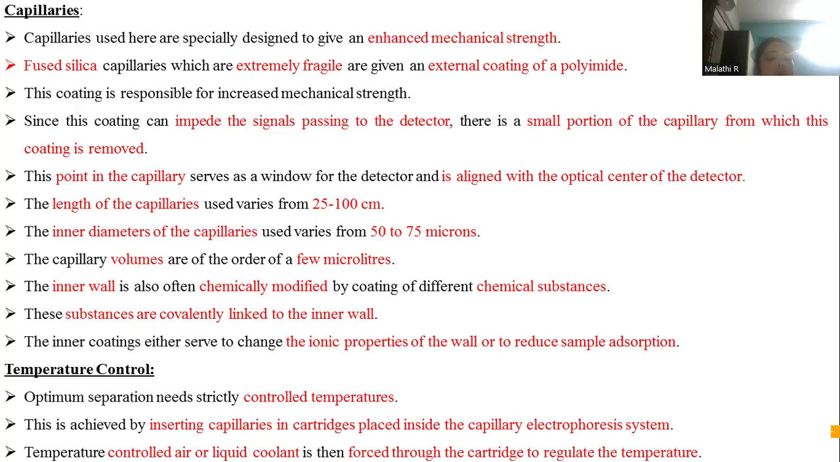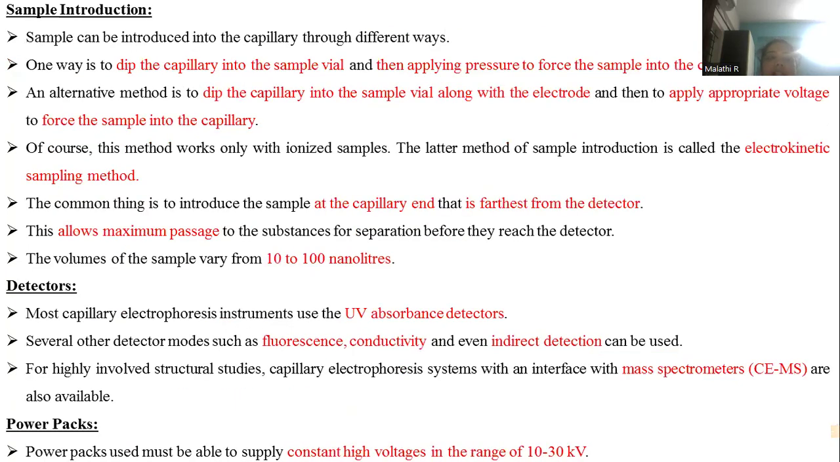Temperature control. Optimum temperature needs strictly to be controlled. To achieve this, the inner capillary cartridge is placed inside the capillary electrophoretic system, which is regulated by a liquid coolant system so that it regulates the temperature. The sample introduction. The sample can be introduced into the capillary in different ways. One way is to dip the capillary into the sample vial and then apply force so that the sample will just move into the capillary.